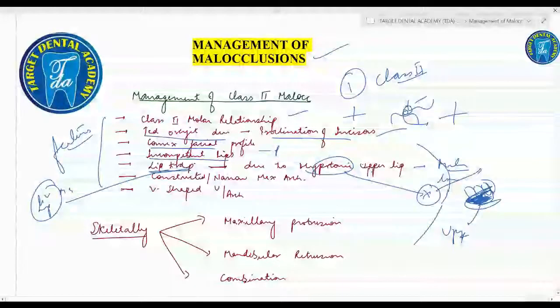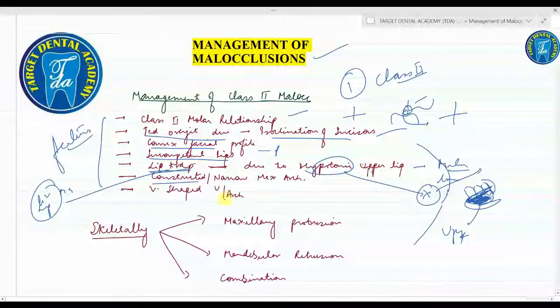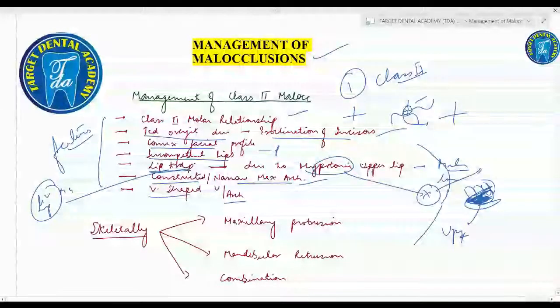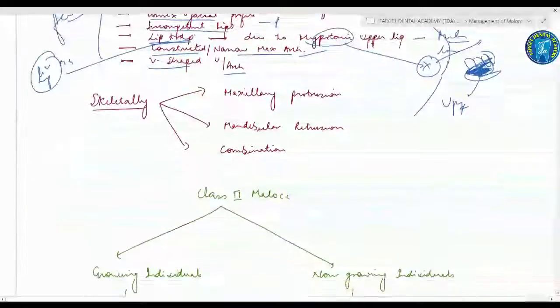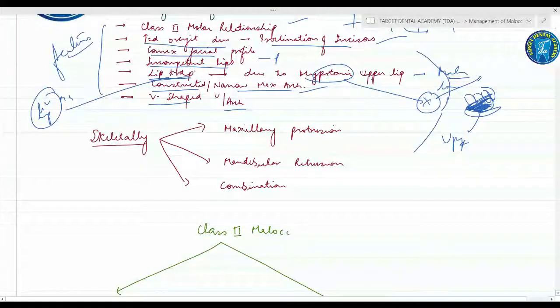So in class 2 patients, the patients have a constricted or narrow maxillary arch. There is a V-shaped upper arch, right? And skeletally, the class 2 malocclusion may be due to maxillary protrusion or maxillary prognathism, due to mandibular retrognathism, or a combination of these two.